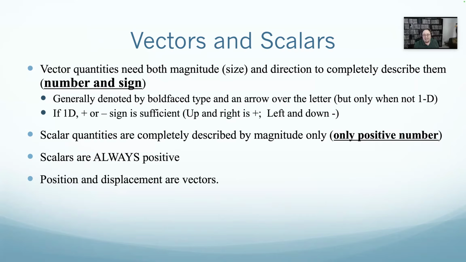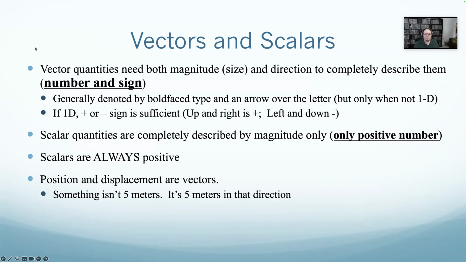Position and displacement are vectors. We always need to include the sign. It's not 5 meters, it's 5 meters that way. Or, it's not 2 feet, it's 2 feet that way. And so on. My left, your right. So I guess that way to you guys.